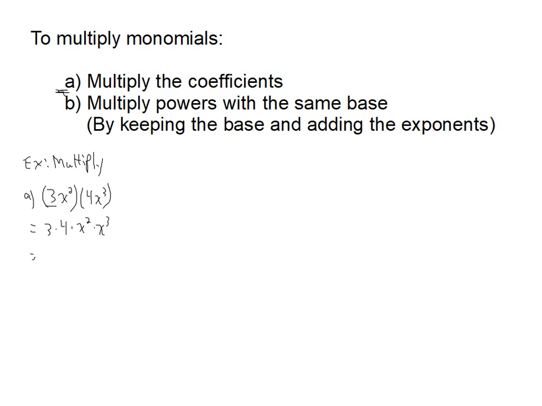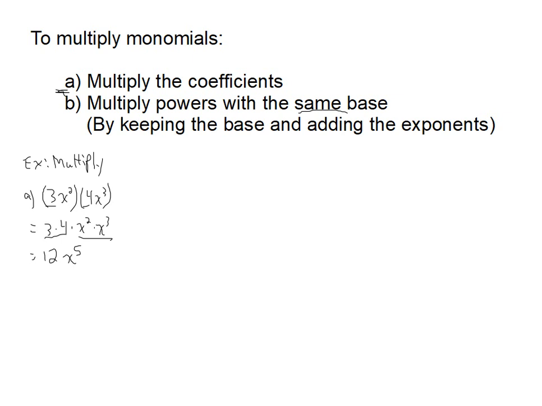The coefficients were here and here. Multiply the coefficients, we get a total of 12. And then we multiply powers with the same base. These two powers have the same base, so we multiply them by keeping the base and adding the exponents. So 3x squared times 4x cubed gives us 12x to the 5.